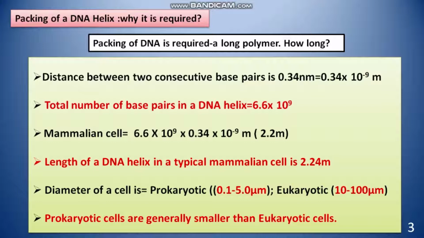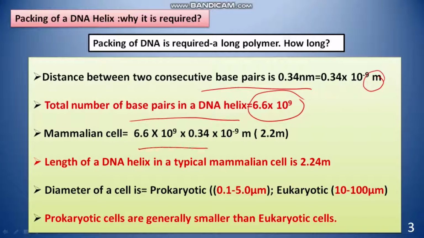So here, first of all, we will calculate how long this DNA is. We know that the distance between two consecutive base pairs is 0.34 nanometer, and if we convert it into meters, it will be 0.34 into 10 to the power minus 9. We know that the total number of base pairs in the DNA helix of a mammalian cell is 6.6 into 10 to the power 9. We calculate it this way: 6.6 into 10 to the power 9 into 0.34 into 10 to the power minus 9. And the length of the DNA helix in a typical mammalian cell is calculated to be 2.2 meter.